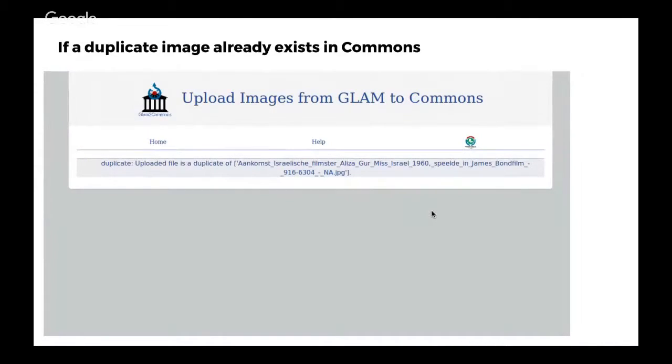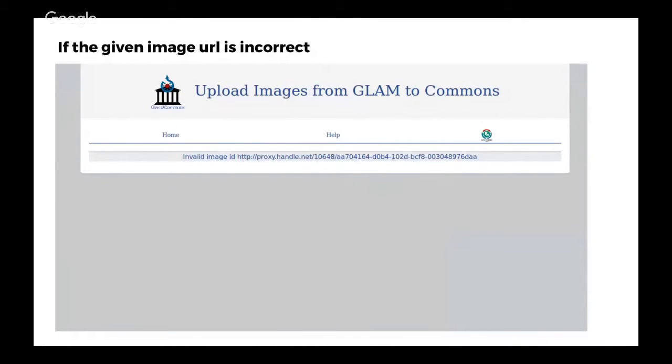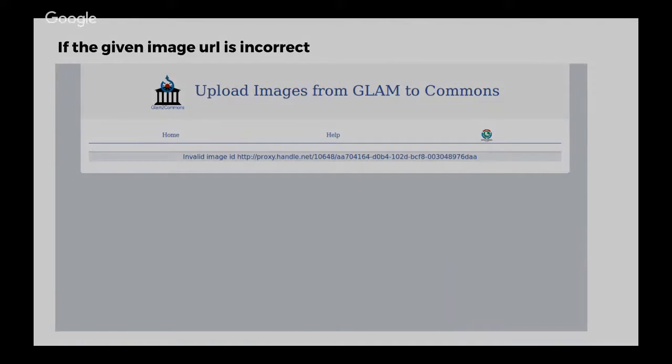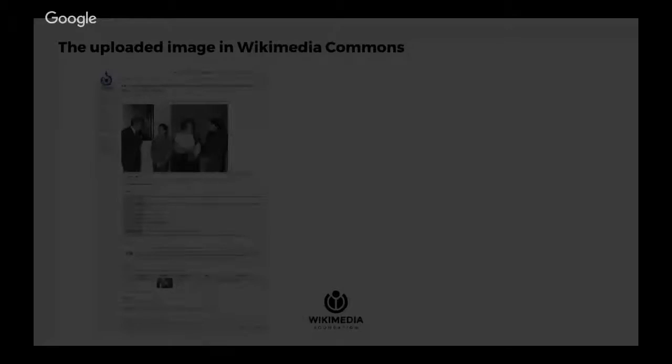If it is already there in the Wikimedia Commons repository, we will report that a duplicate exists at the following location. If your image ID is invalid or incorrect, if you've given a wrong image ID, we will report that. And once you click on the link to Wikimedia Commons, you'll get to see that the image has been uploaded with the metadata. As you can see, a lot of metadata has been added by our tool.